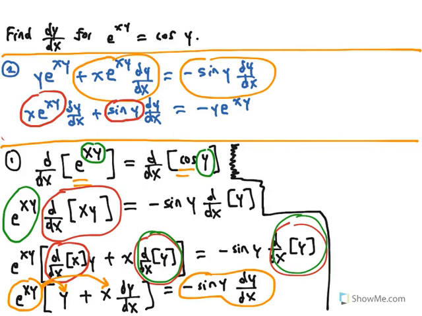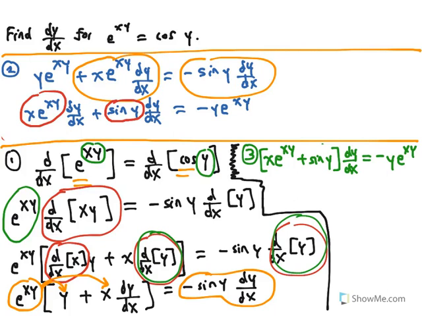So we will do step 3 down here, and I'll write that in green. So I will factor out dy dx from the left side of the equation, and from the first term I'm left with x times e to the xy, and from the second term I'm left with sine y. And on the right side of the equation I have negative y times e to the xy.